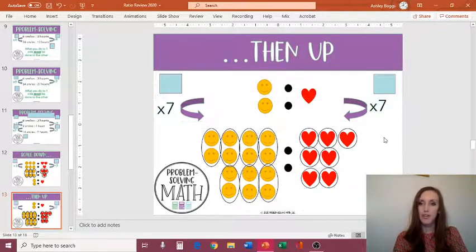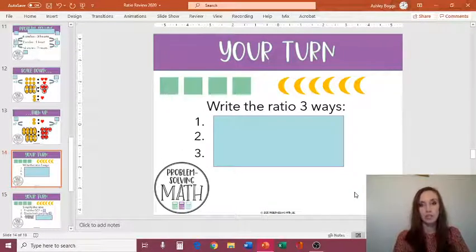We multiply. In this case, we multiply by 7. So we're taking our group of 2 smileys and we're repeating that 7 times. When we repeat that 7 times, we're given 14 smileys. And when we do that with 1 heart, multiplied 7 times, we get 7 hearts. Sounds easy enough, right? Now it's your turn.